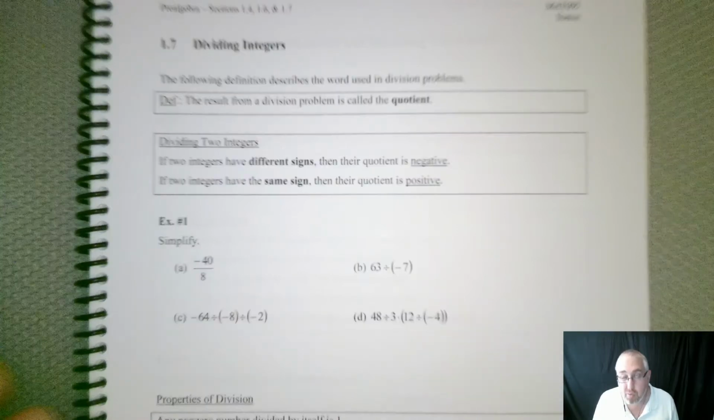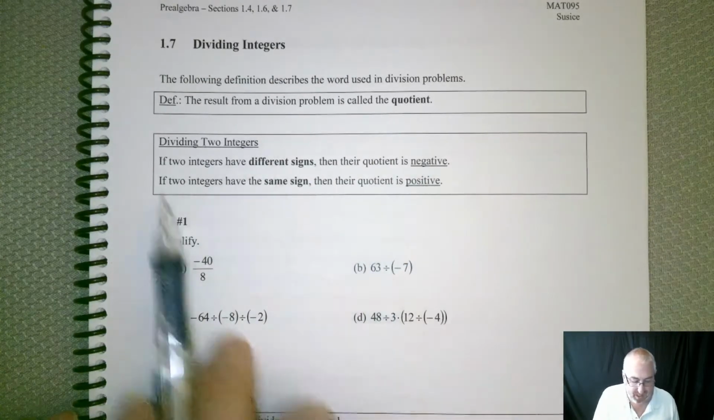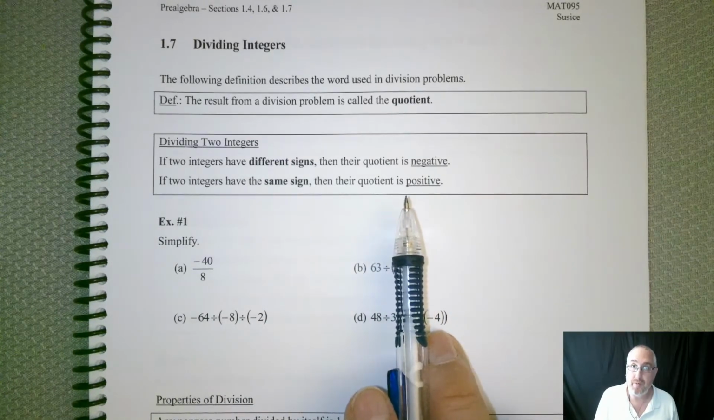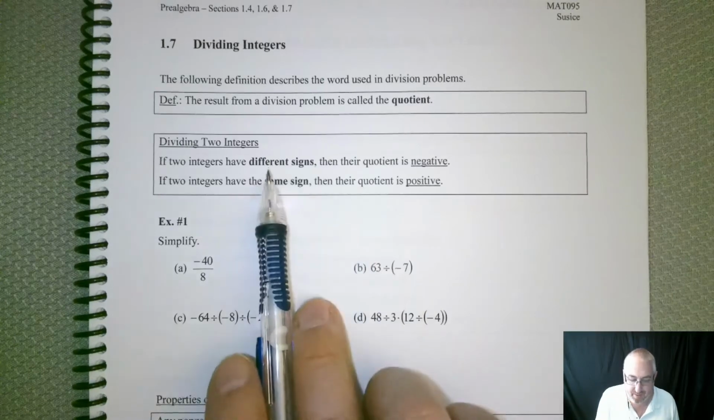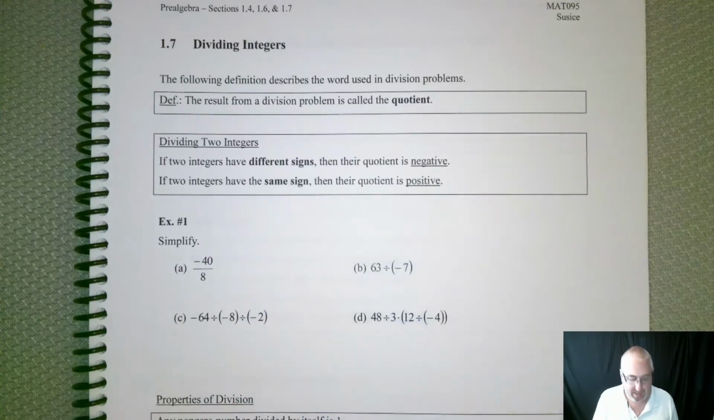We got more rules? Well, there's actually a nice break from the rules, because the rules for division are the same as they were for multiplication. So if the signs are different, the answer is negative. If signs are the same, the answer is positive. So nice break from the rules.